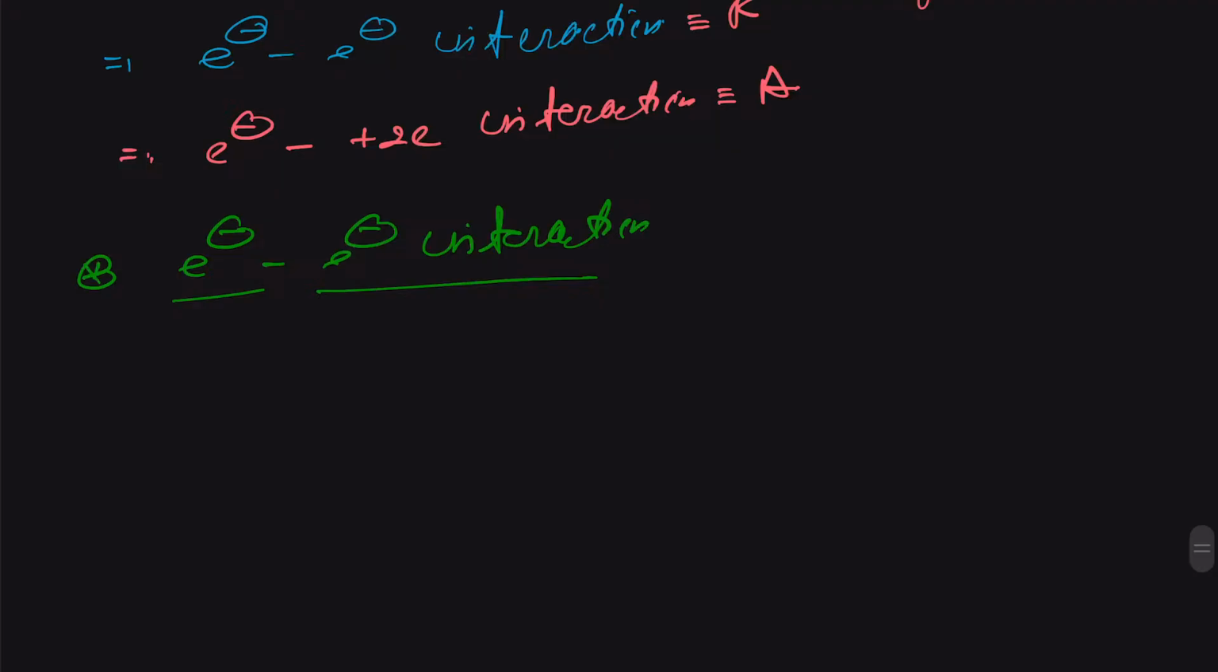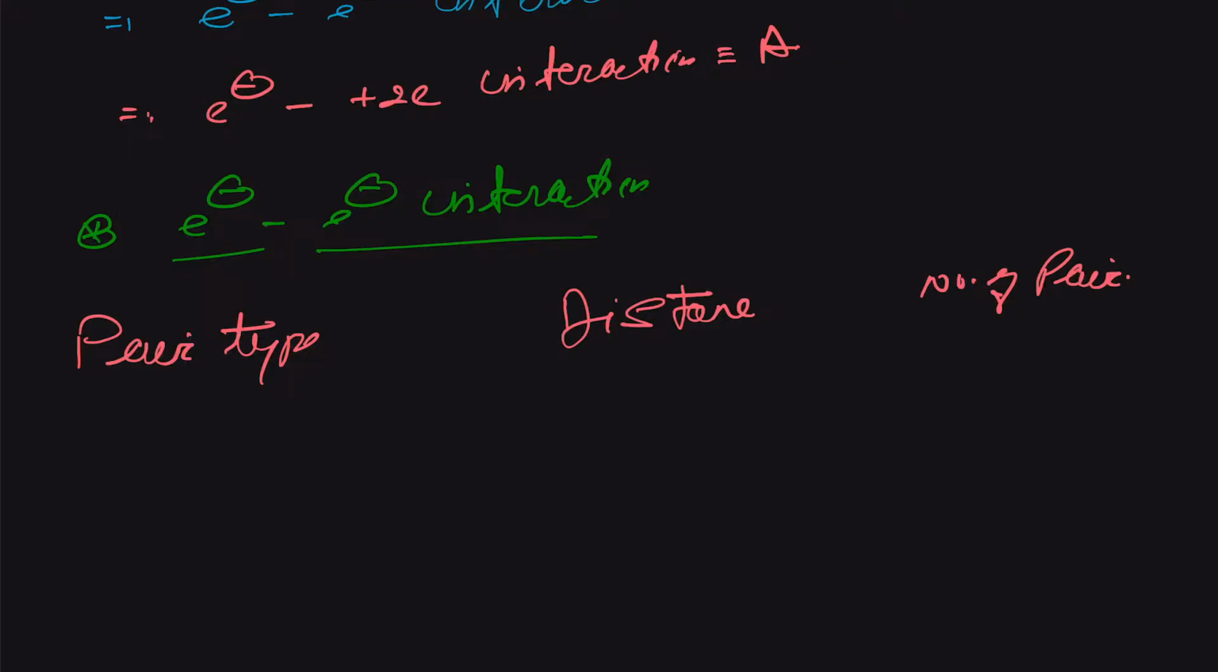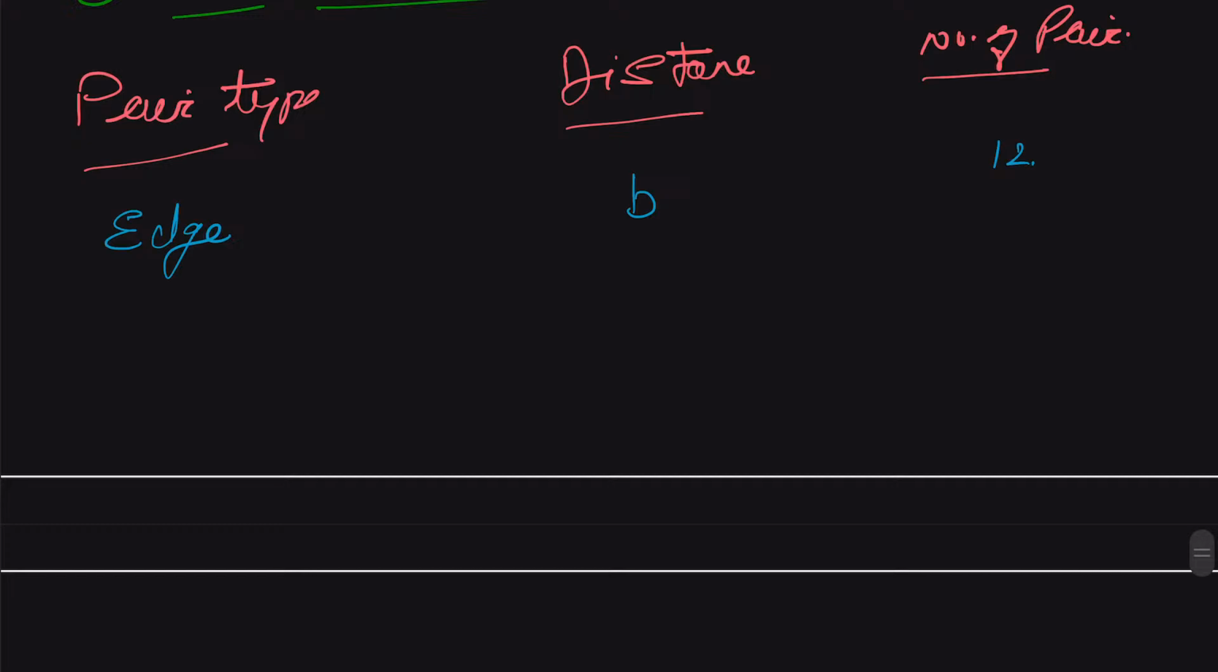Let me draw a table, which is much easier. We have the pair type, then the distance, and finally the number of pairs, because energy is always calculated in terms of pairs, Q1 and Q2. The pair type is the edge, the distance is B, and there are 12 pairs. And then we come to the face diagonal.